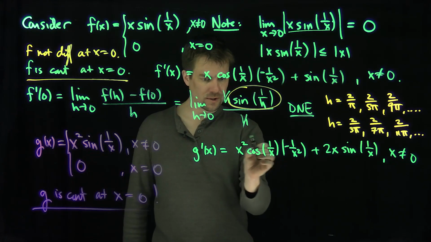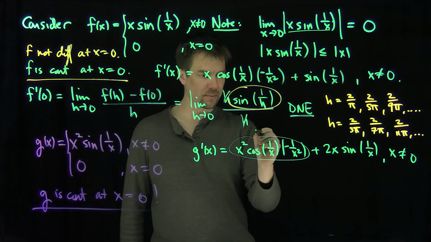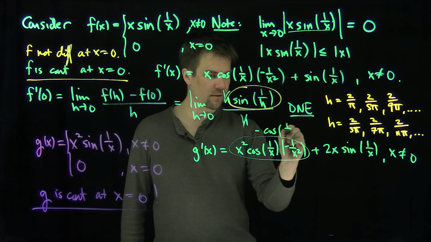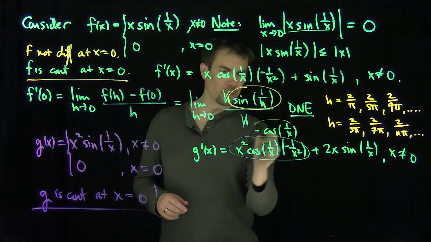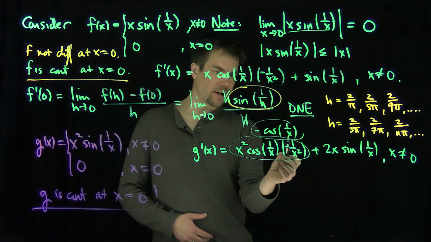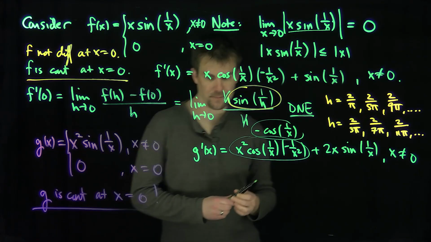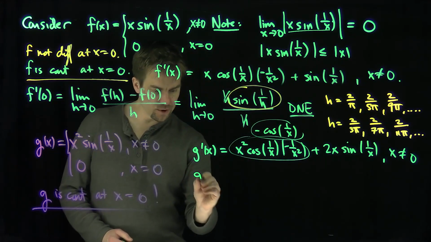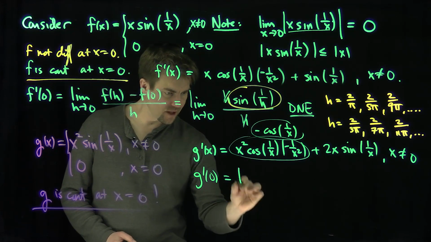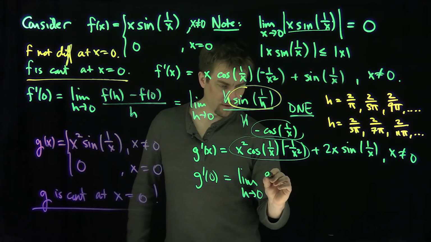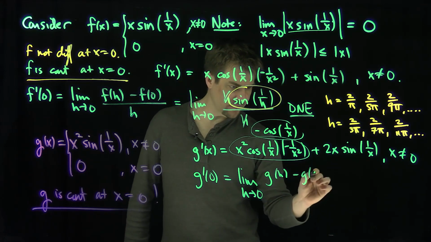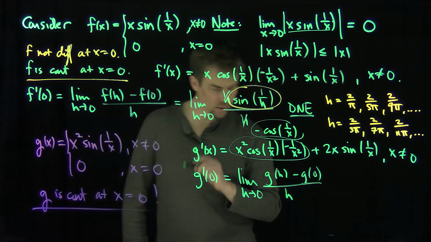Now notice over here, what does this term simplify to? This just simplifies to negative cosine of 1 over x. And by similar reasoning to above, as x goes to 0, this limit will not exist. But let's compute g prime of 0. What's g prime of 0? It's the limit, as h goes to 0, of g of h minus g of 0, all divided by h.